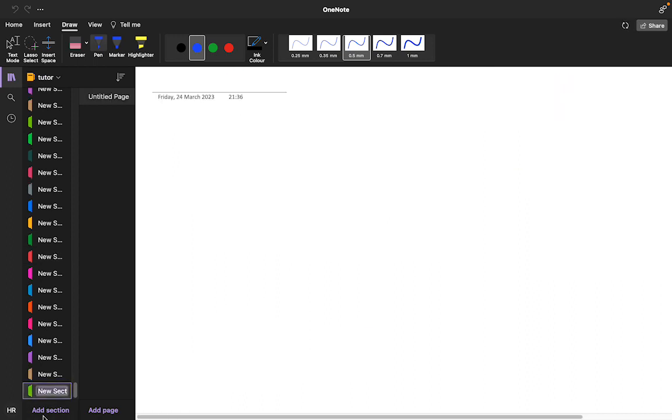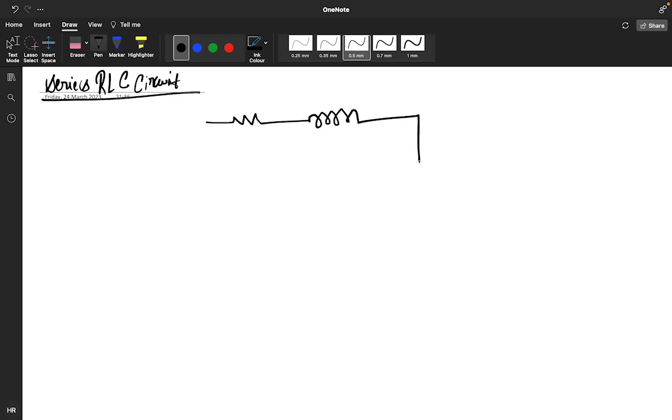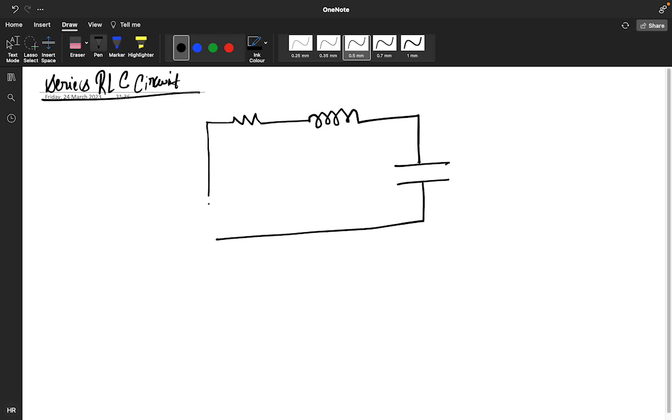Now we are moving to the next topic, that is the series RLC network. Series RLC circuit analyzing. So be careful, because we have to see these things in control systems also. The same concept will come. If you have a circuit like this, RLC.